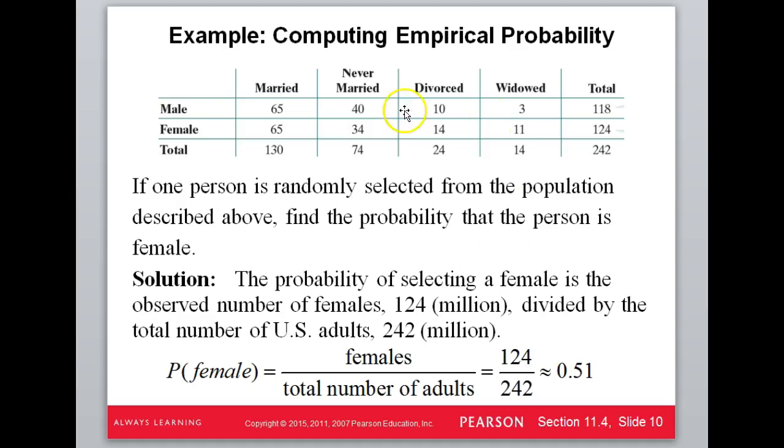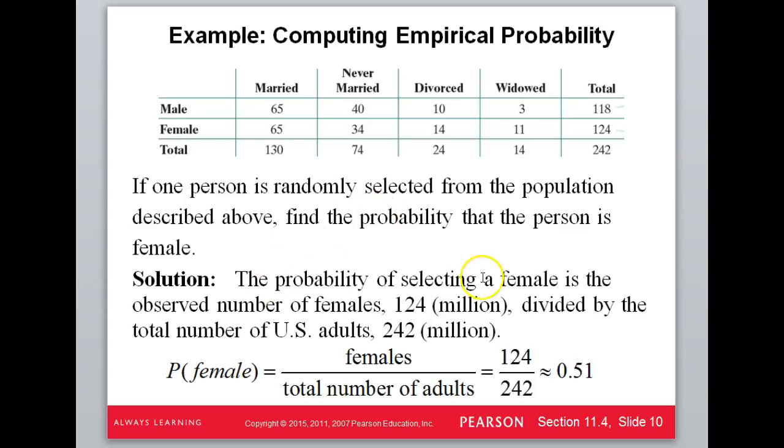Alright, another example from a table. You'll be expected to be able to pull off probabilities from a table in this solution. But the question says if one person is randomly selected from this population described above, from these 242 million people, this is actually in millions, we want to find the probability the person was a female.